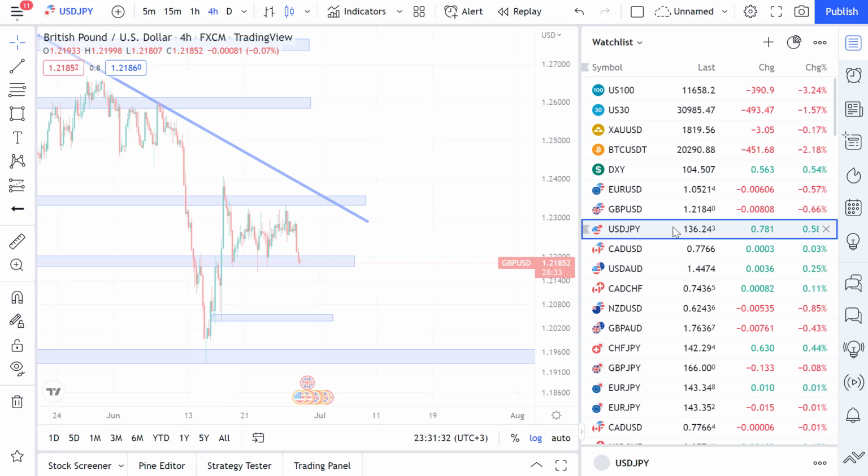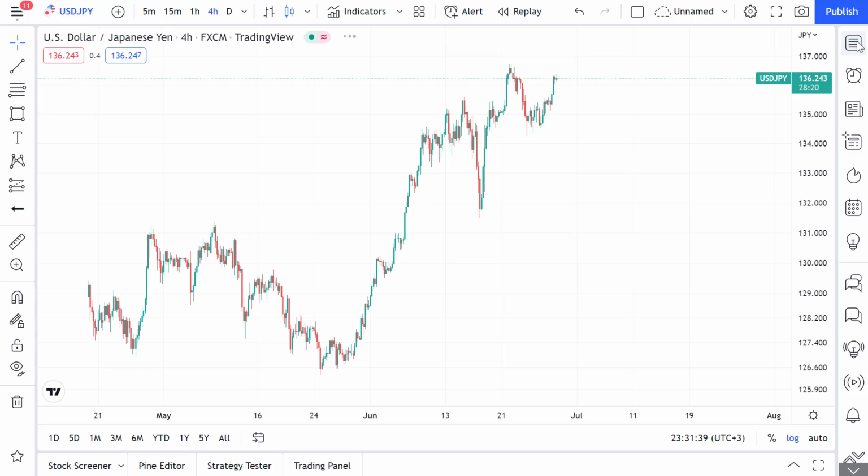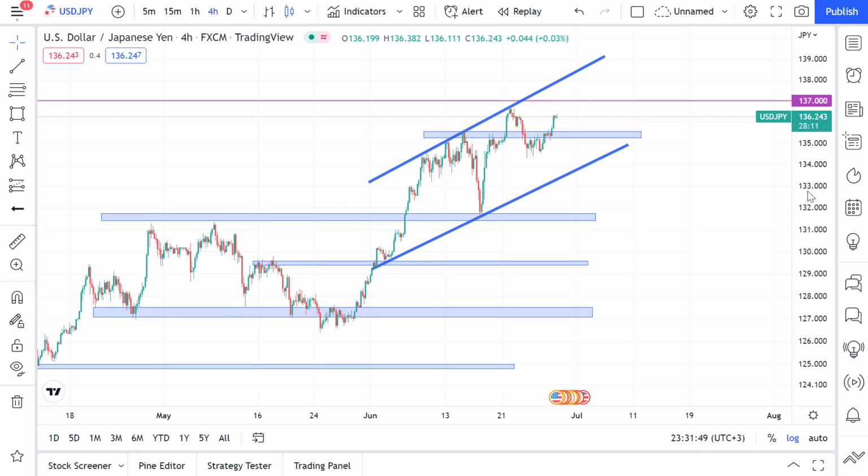For USD JPY, I told you in my weekly analysis, and I told you that we are going to have a strong dollar, and at the same time you can see it is stronger, and I have determined some areas for you. The same, nothing happened, just you can update your chart like me.